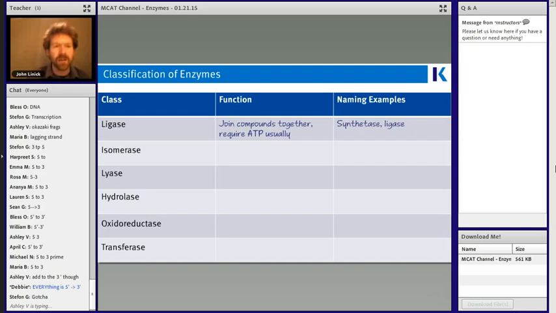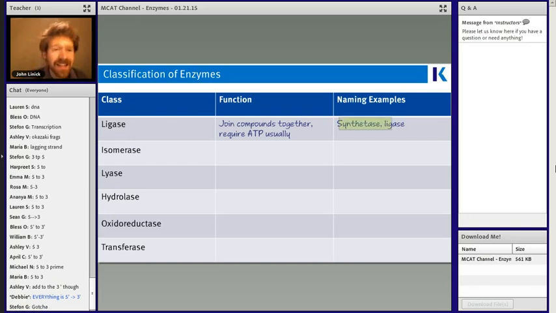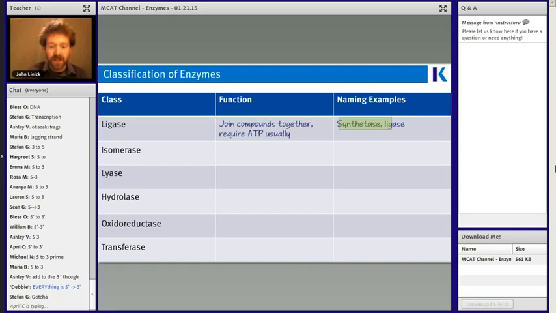Now, one other thing, though, that I do want to mention, we don't get too much into this today. It's more of a metabolism talk, and we do talk about this in your metabolism channel classes. What's the difference between synthetase and synthase? So synthetase versus synthase. What's the difference here?